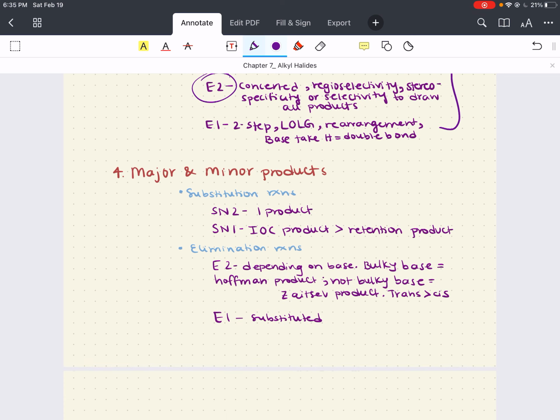All right. So for SN2, you're usually just going to get one product. For SN1, you're going to have your inversion of configuration product, and you're going to have your retention product. By the way, your inversion of configuration is more preferred.